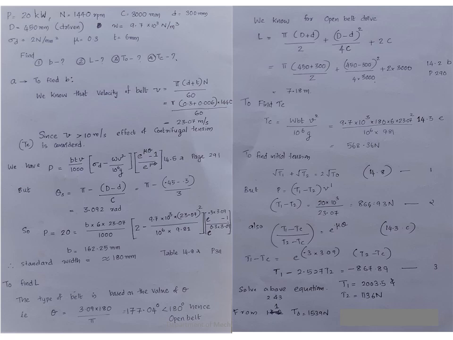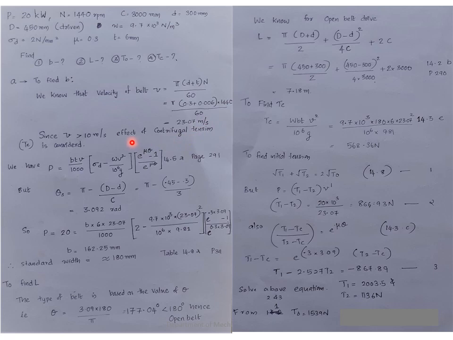First, we have to find the width of the belt. For finding the value of width, we have the equation connecting P and B. For finding this value B, you have to find the velocity. You have to substitute the value of velocity here. We have the fundamental equation pi d n by 60, and in that we have to consider the thickness also: pi (d plus t) into n by 60. Substitute that value, you will get the velocity.